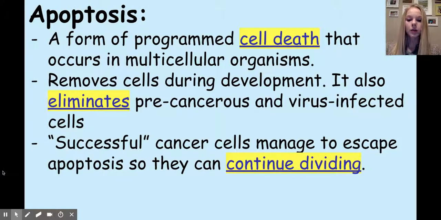Normal cells have a form of programmed cell death called apoptosis. It is your body's way of eliminating cells that are imperfect. For example, a precancerous cell or a virus-infected cell. However, cancer cells are able to escape apoptosis and divide uncontrollably.